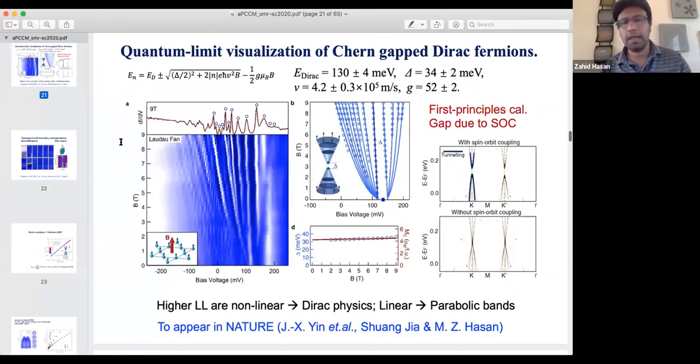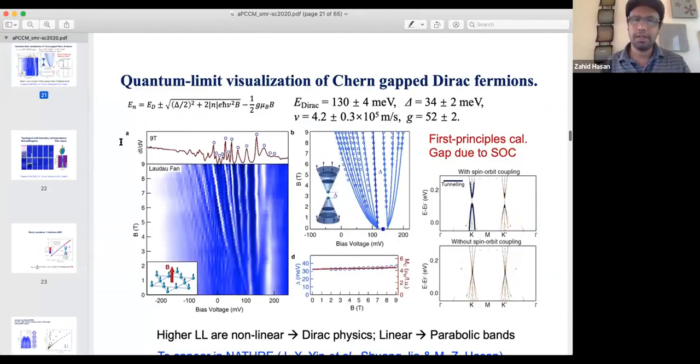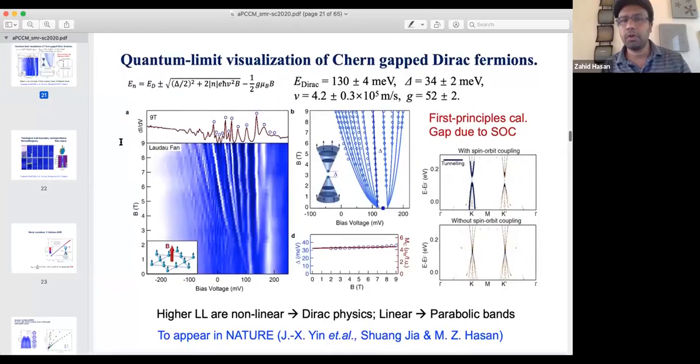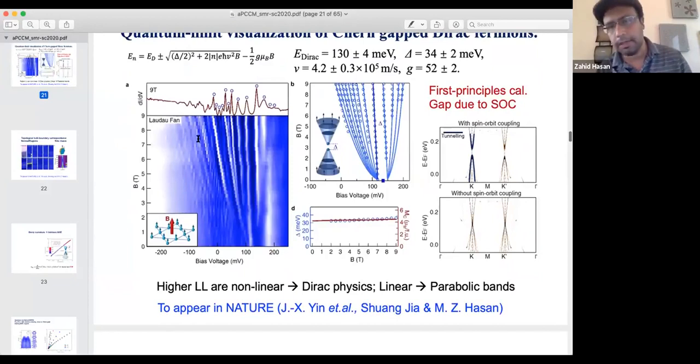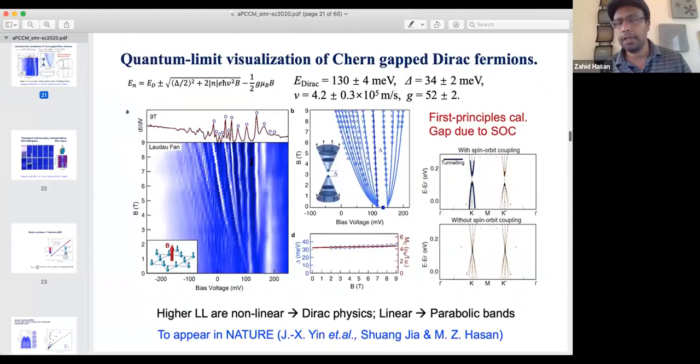So then I realized that one way to convince that community, our friends in that community, is to actually show the Landau fan diagram, not with ARPES, but with STM, that it has this nonlinearity, right? If you have parabolic bands, you expect a linear thing. The fact that you have nonlinearity in the higher level Landau structure signals, without doing spin resolved measurement or anything, although this Fermi surface is spin polarized, without doing that, this is a clear signature that you are dealing with massive Dirac fermions, because the quantization rule is different.